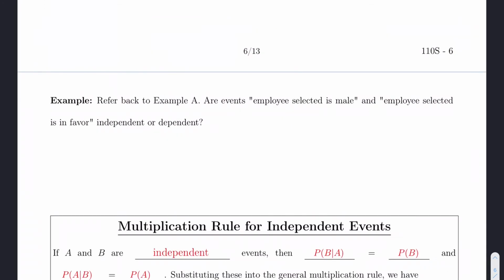Okay, so I'm again going to go back to example A, but this time I'm going to determine whether or not the events male and in favor are independent or dependent. To do this, I'm going to compare the probability of one person being in favor to the probability that one person is in favor given that they are male. If these two probabilities are equal, then what this is saying is that it doesn't matter if that person was male to begin with, right? And so if this statement is true, if these two probabilities are equal, then I know my events are independent.